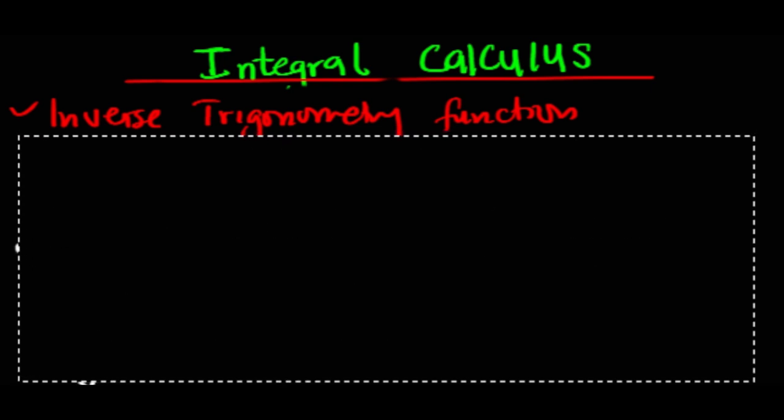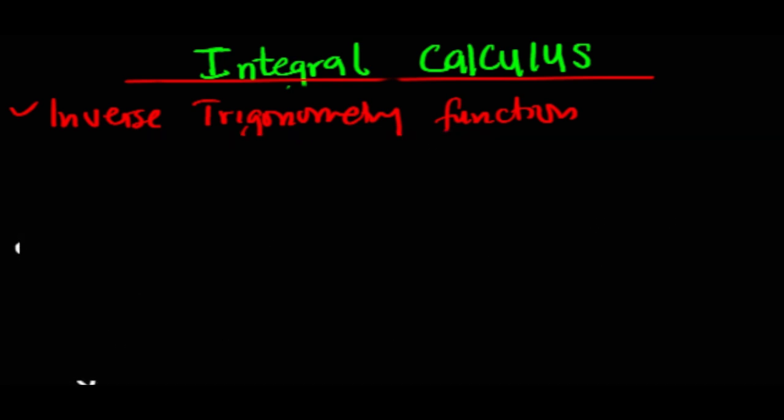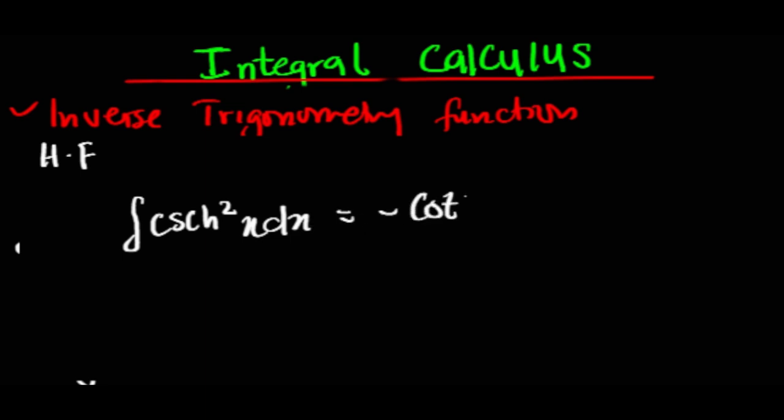So let's move to another one that we can have, still under hyperbolic functions. You have to know that they're still under hyperbolic functions. The next one you can have is when you are given the integral of csch squared x dx. That is going to give us minus coth x plus c.